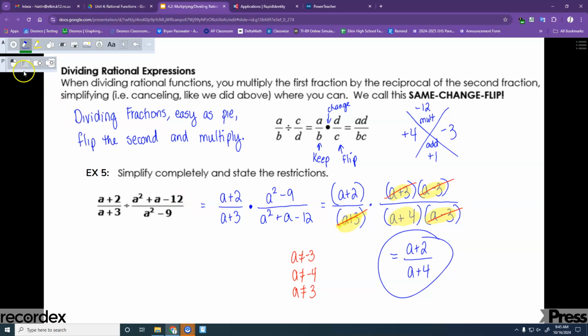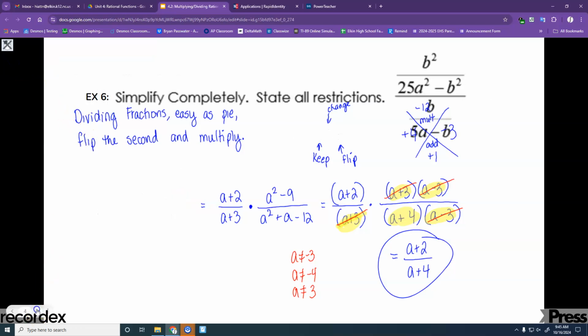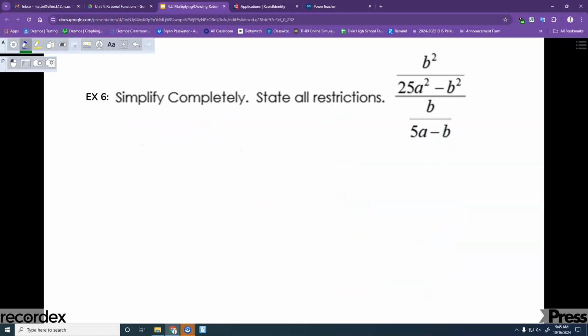All right, I want to do one more before it's time to go. And I want to do this one. These are so fun. Okay, don't you just love the look of that one right there? These are called complex fractions. They are fractions inside of fractions, as if a single fraction was not enough. But complex fractions are really just division, right? You've got a fraction on top divided by a fraction on the bottom.